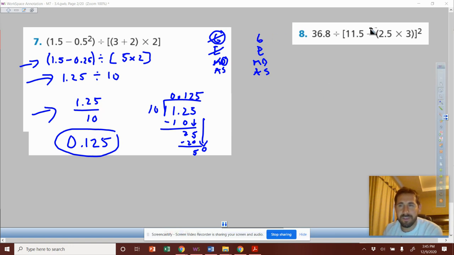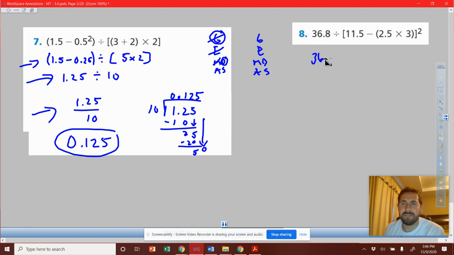So grouping symbols, got to do first. We got brackets, we got parentheses. So we're going to do innermost grouping symbols first. So 2.5 times 3, that's 2.5 plus 2.5 plus 2.5, which is going to be 7.5. So we're going to get 36.8 divided by, still got our brackets, 11.5 minus, we just found this to be 7.5. And then once we find that answer, we are going to square it. So we have 36.8 divided by, we're going to do 11.5 minus 7.5, and that's 4. But we still need to carry that squared.